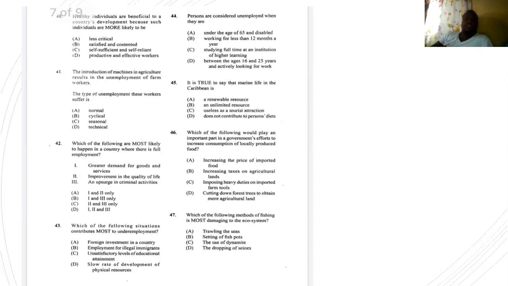A, increasing the price of imported food. B, increasing taxes on agricultural lands. C, imposing heavy duties on imported farm tools. Or D, cutting down forest trees to obtain more agricultural land. What can they do? Think about it.